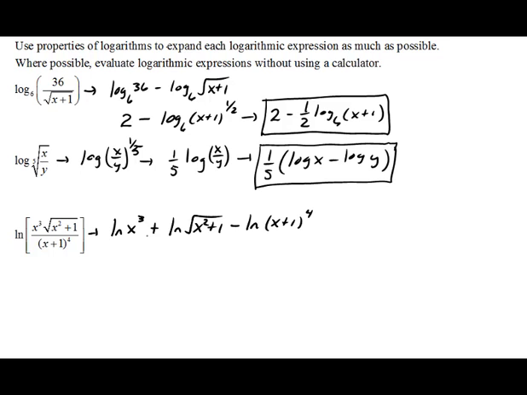So the rest of this, I'm just going to take down the powers using the power rule. Natural log of x cubed would be 3 natural log of x. Plus, again, we have the square root of an expression, so that's a 1/2 power. This would be 1/2 times the natural log of x squared plus 1. And then I'll take the power of 4 down, minus 4 times the natural log of x plus 1. Now again, there's no properties of logarithms that let me take apart additions in the argument, so this is as far as I can go.